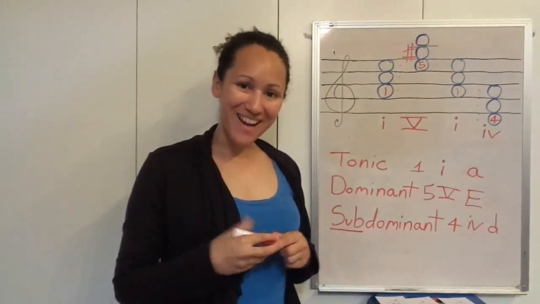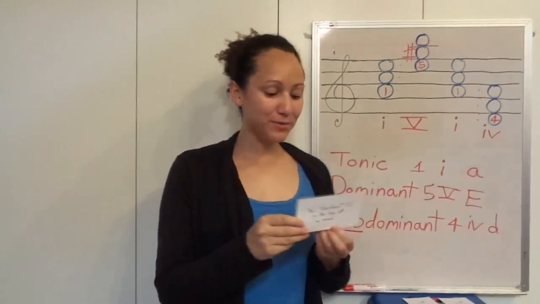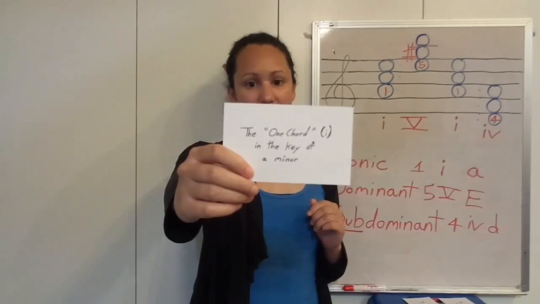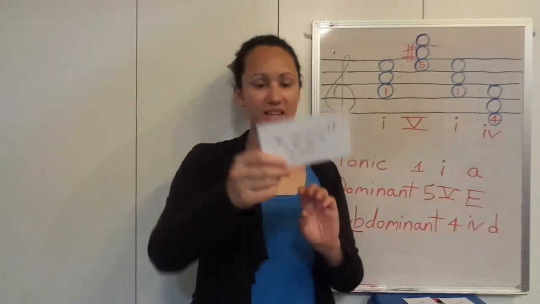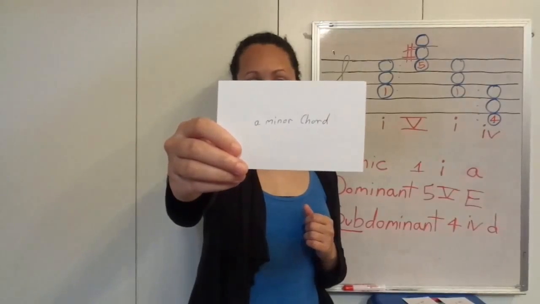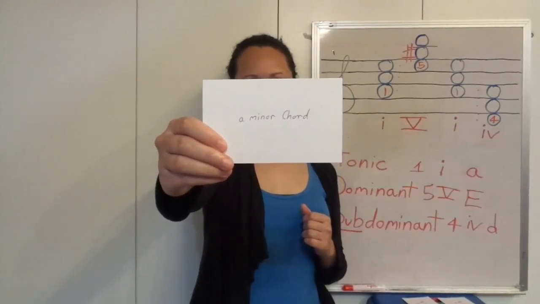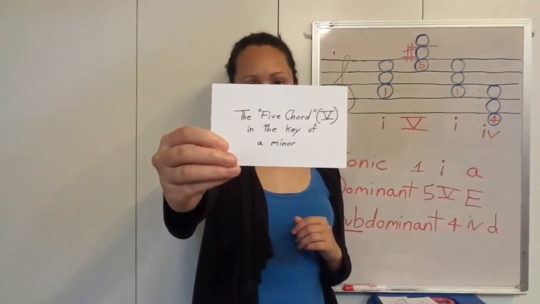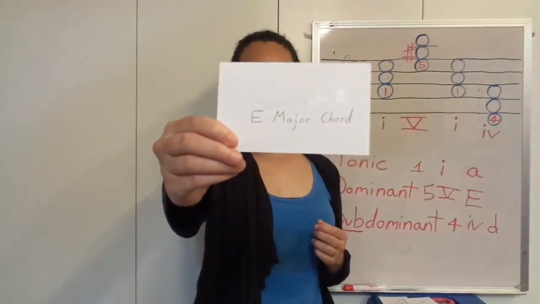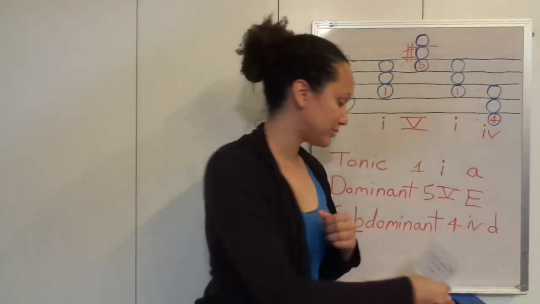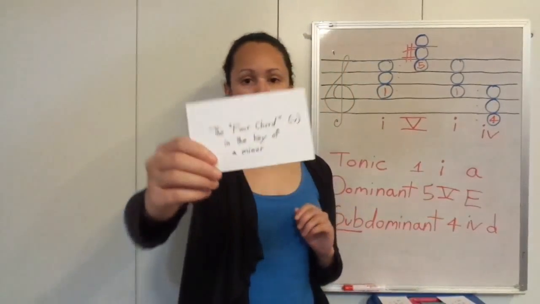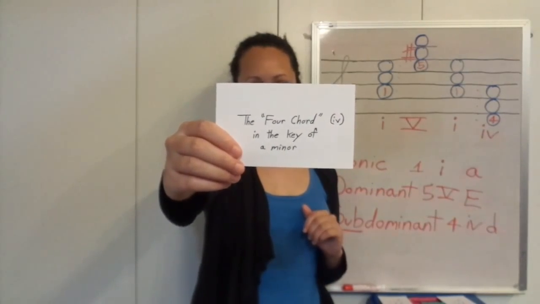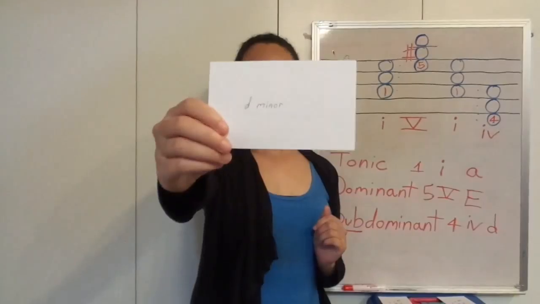Okay, go ahead and take out your practice cards. We're going to make flashcards. The 1 chord, lowercase I, in the key of A minor. Make sure that A is lowercase, and go ahead and lowercase the M for minor as well. And of course, it's the A minor chord. The 5 chord in A minor, and it's of course E major. Make sure it's capital for major. And the 4 chord. The 4 chord, IV, Roman numeral 4, in the key of A minor is D minor.